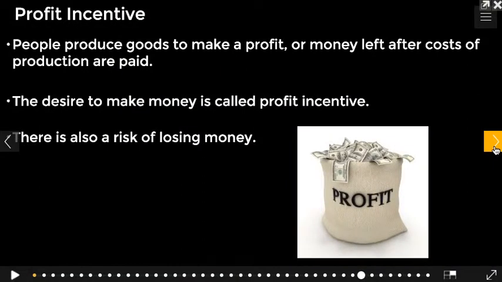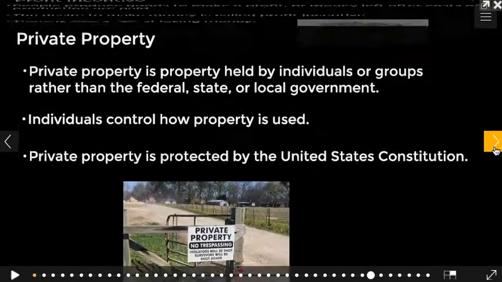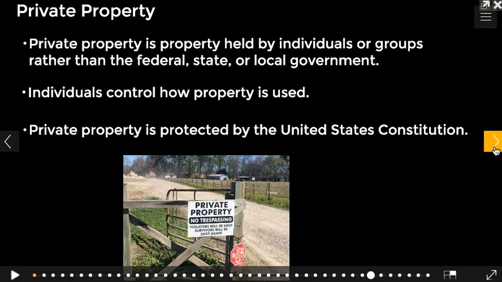Profit incentive. People produce goods to make a profit. Money left after the cost of production are paid. The desire to make money is called the profit incentive. There is also a risk of losing money. Private property. Private property is property that is held by individuals or groups rather than the federal, state, or local government. Individuals can control how the property is used. Private property is protected by the United States Constitution.